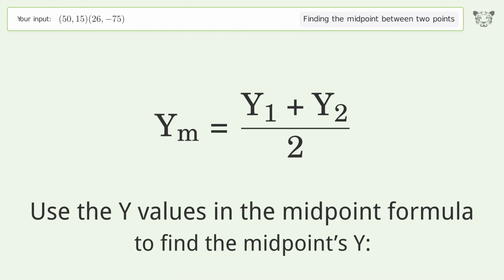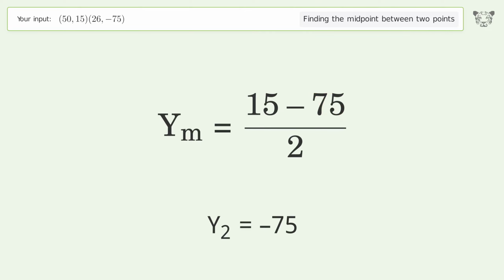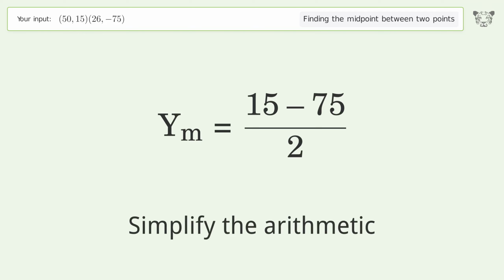Use the y values in the midpoint formula to find the midpoint's y. y1 equals 15. y2 equals -75. Simplify the arithmetic.